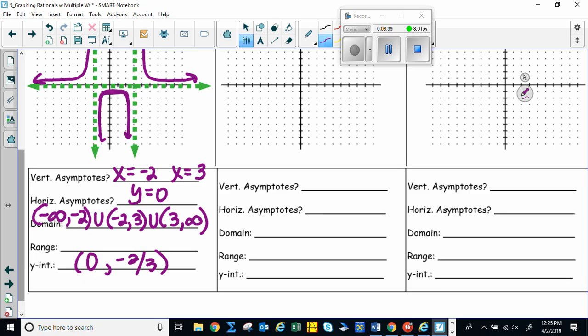How many horizontal asymptotes do I have? 1. So how many breaks am I going to have in my graph? 1. And I'm going from negative infinity to 0, and 0 to infinity.